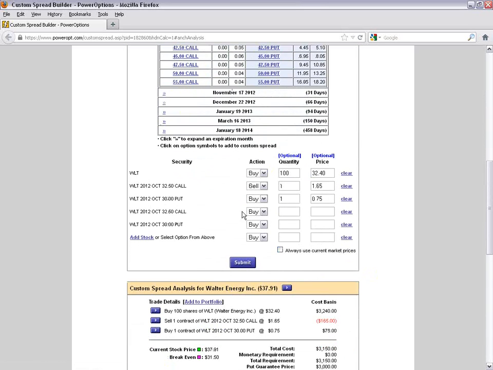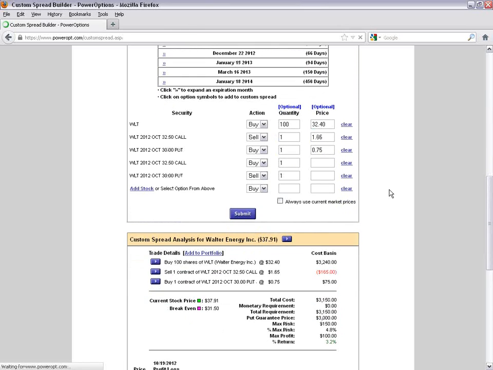All right, so what am I doing? The 32.5 call, we have to buy to close it. One contract. I'm just going to use the natural ask price. Sell to close our put. One contract. Okay, so let's take a look at that. Submit this.